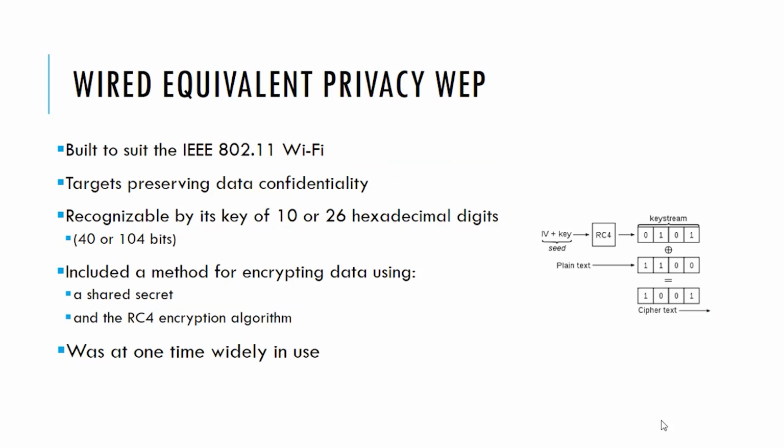Let's see here the Wired Equivalent Privacy, the WEP, as an encryption protocol for wireless networks. It was built to suit the IEEE 802.11, which is the Wi-Fi standard. It was targeting preserving the confidentiality of data, not breaking the confidentiality of data. It used a key that is 10 to 26 hexadecimal digits, which means that it is 40 to 104 bits in length. So it is long enough to be good for some time. It included the methods for encrypting data using a shared secret and the RC4 encryption algorithm.